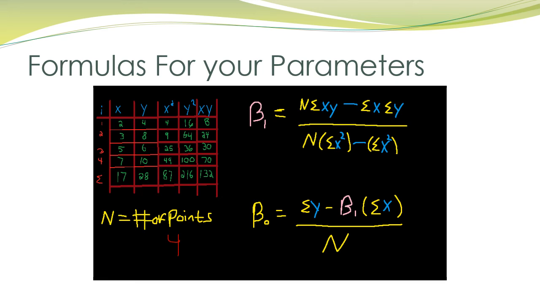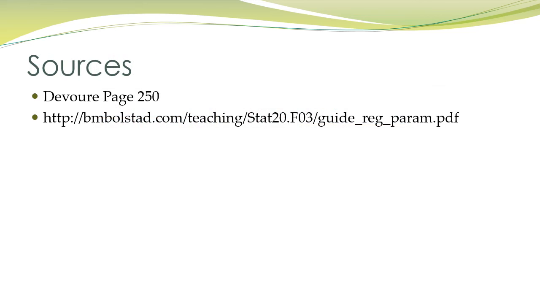This formula for your slope, or your beta 1, is equal to n times the sum of x times y minus the sum of x times the sum of y, over n times the sum of x squared minus the sum of x, squared, and that'll give you your beta 1, which is your slope, and your y-intercept, or your beta naught, is equal to the sum of y minus your slope, which is beta 1, times the sum of x, over n, which is 4. And those are my sources.